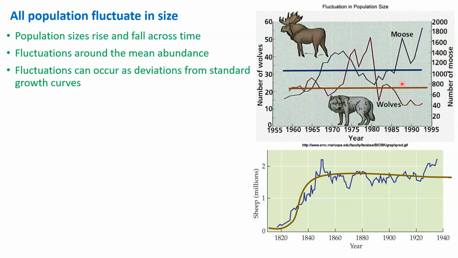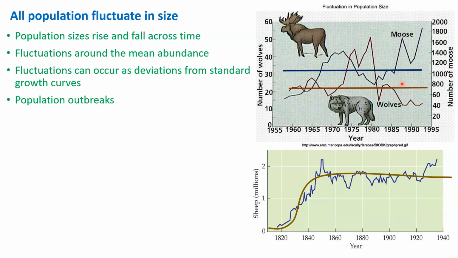So the fluctuation happens around the mean. The extent of fluctuation is kind of the standard deviation of the population that you're observing. And in fact, in the moose versus wolf case, their fluctuations could have a reason, because wolves and moose interact. Wolf is the predator and moose is the prey.